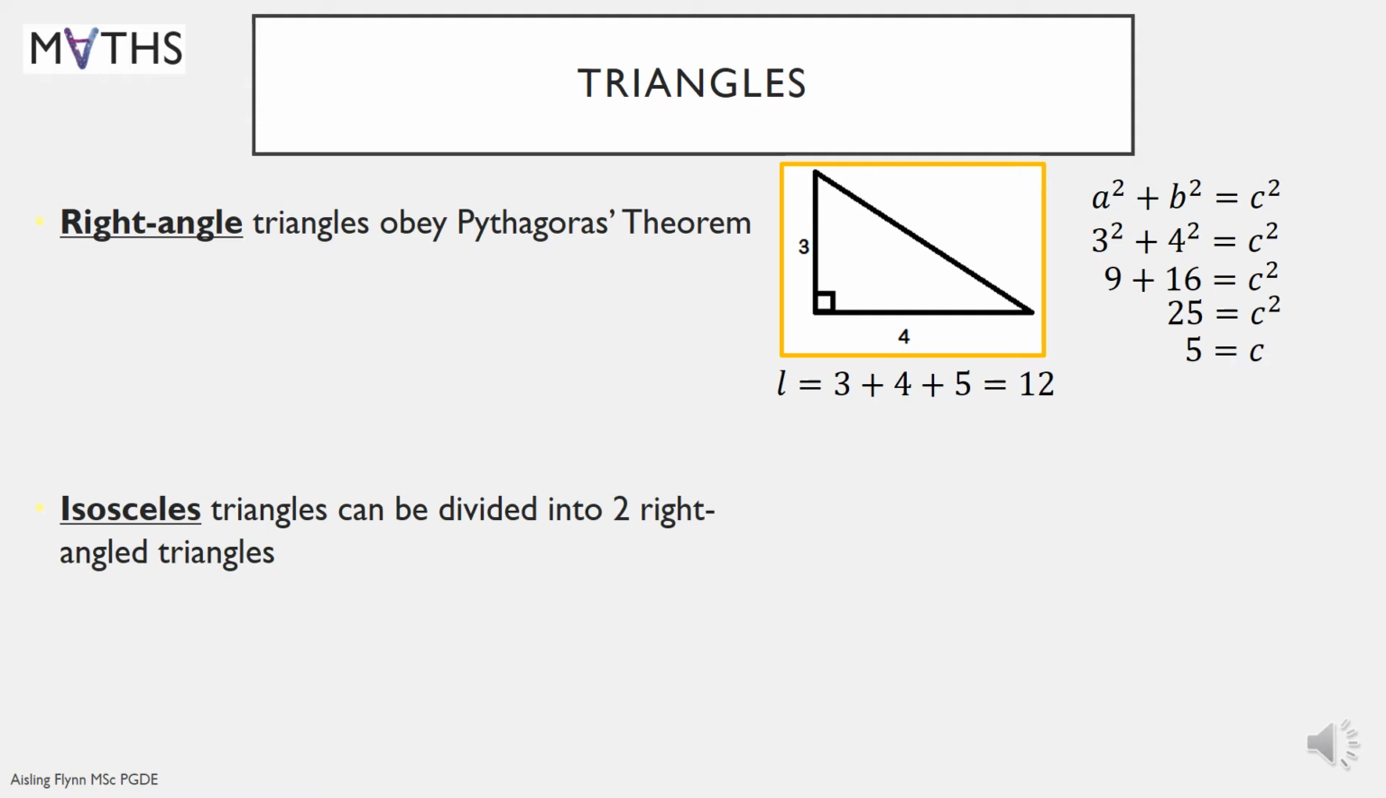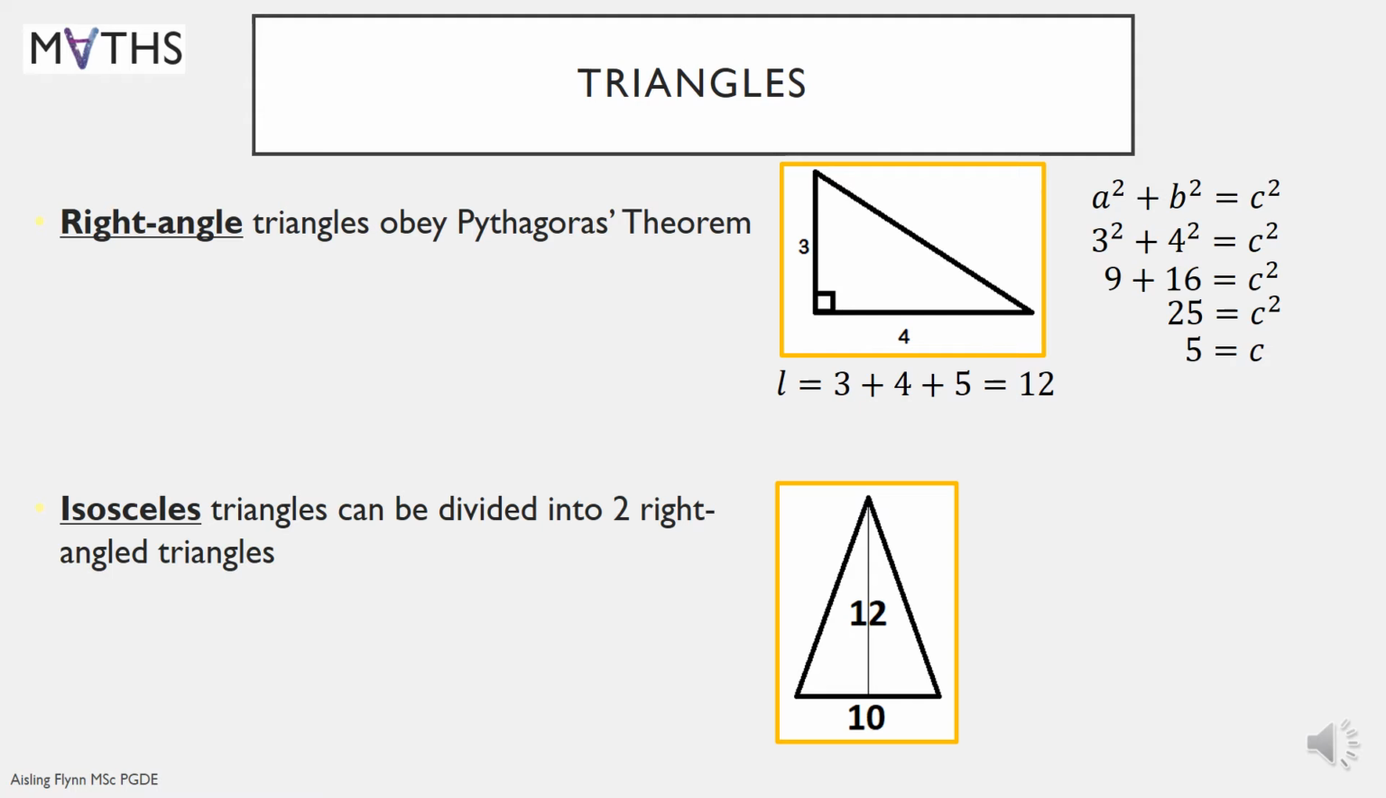Isosceles triangles can be divided up into 2 right-angled triangles. If you have the vertical or perpendicular height, it is possible to divide it into 2 right-angled triangles, and you could use the height 12 and half the base 5 with Pythagoras' theorem to find that sloped side. And then it is the slope side that you would use in calculating perimeter.